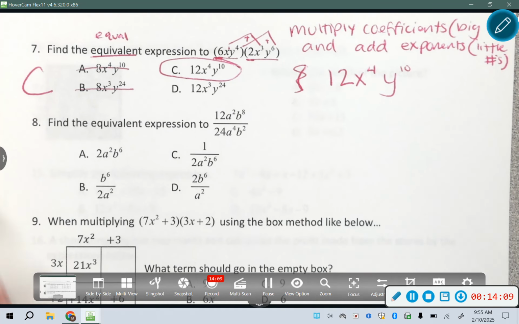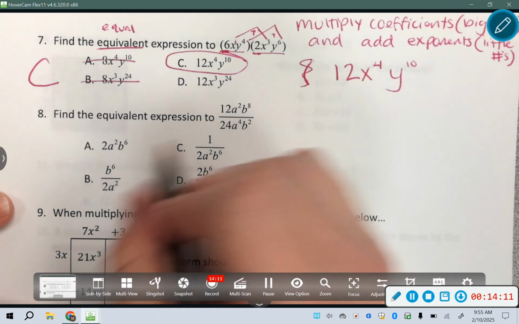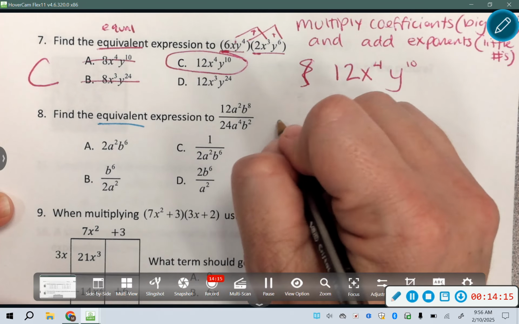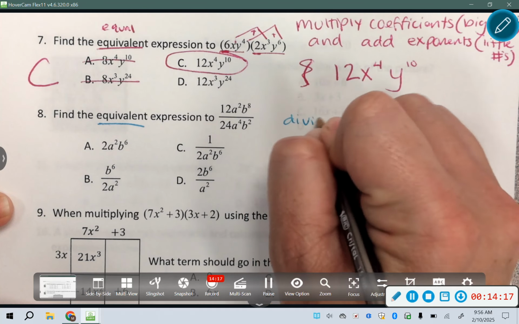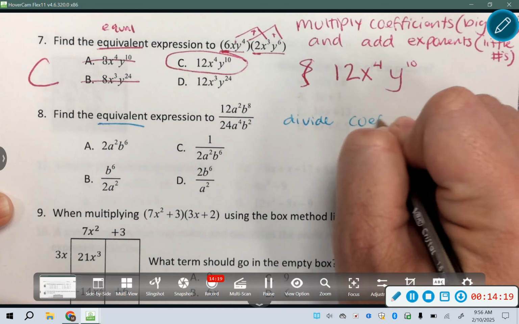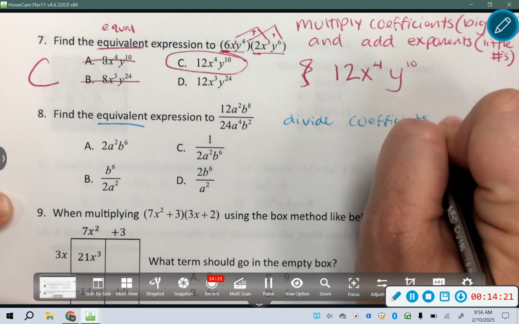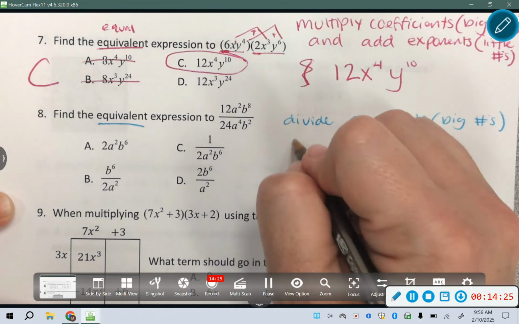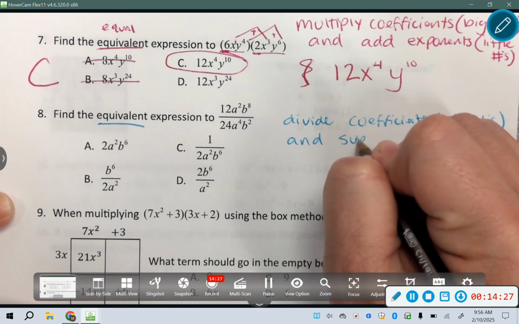Okay, so same concept with number 8. Back to our old rules of simplifying exponents. So this time we're dividing. So divide your coefficients. We treat those big numbers just like normal. And we subtract our exponents.